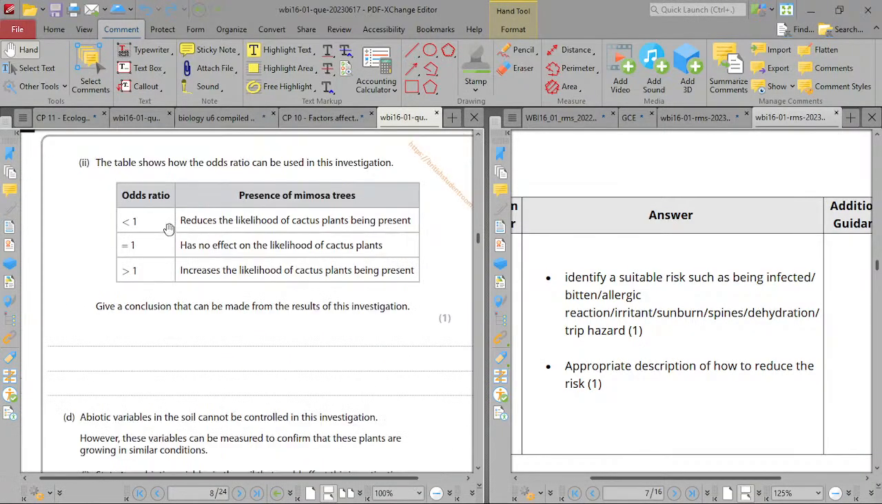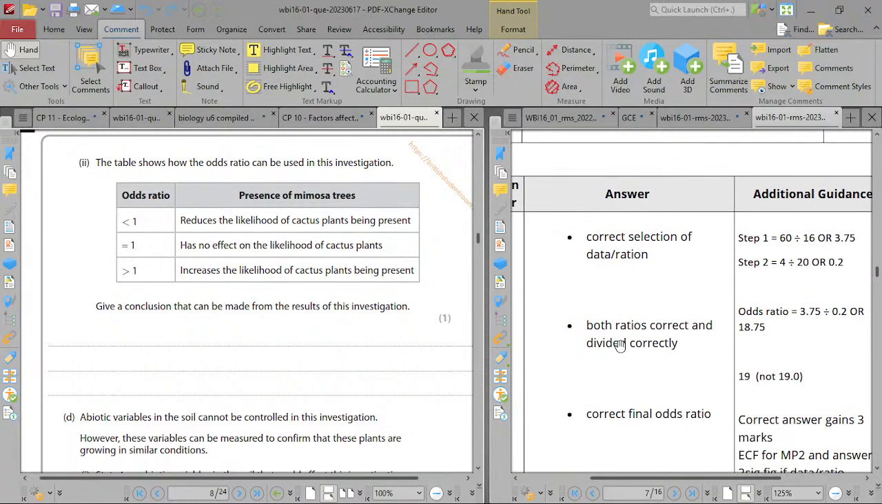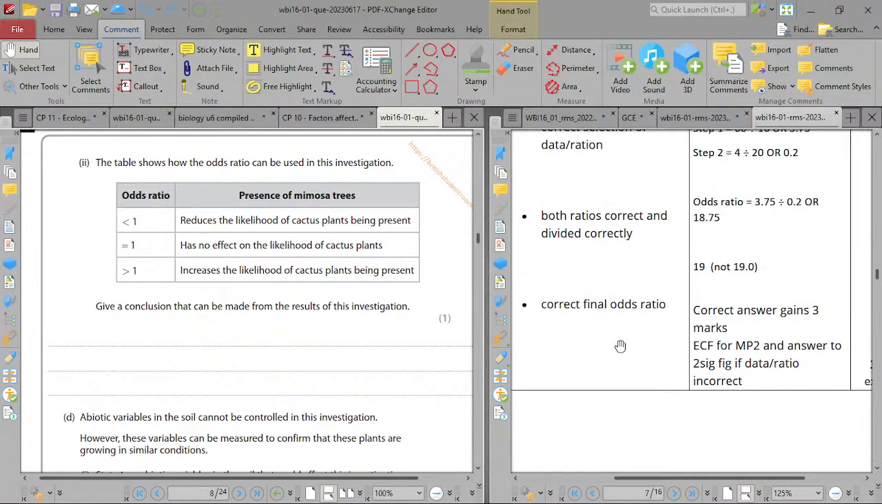So 18.75 is more than 1, so since it's much greater than 1, it has a very high likelihood. Presence of mimosa trees has a very high likelihood of cactus plants being present. 18.75.